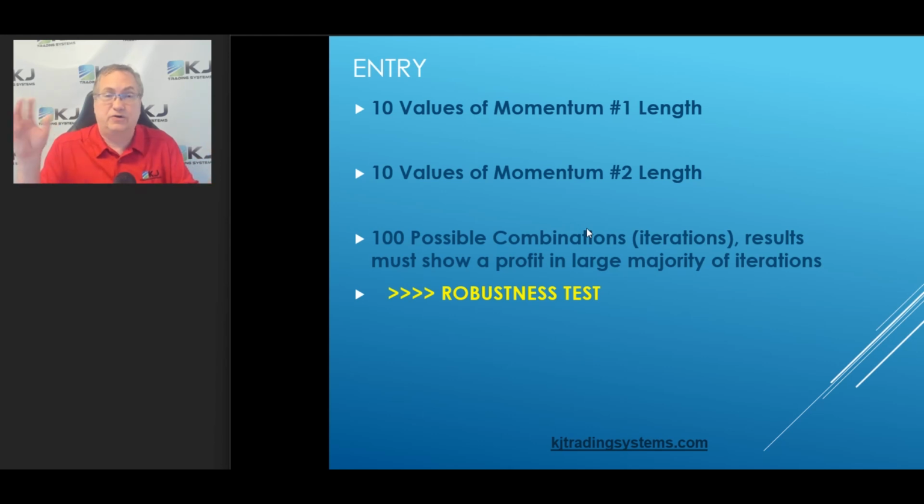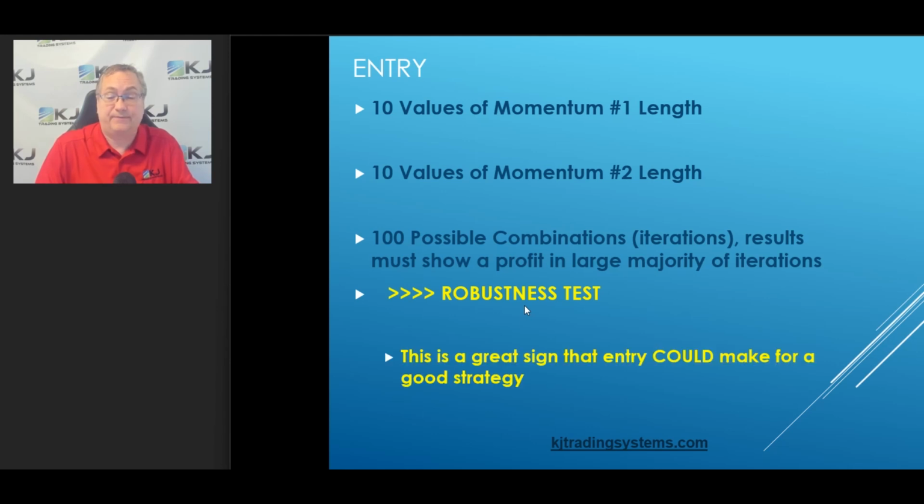If only 1 or 2 or 5 show profit over that 3-year period, probably not a good strategy. But if 90, 95, or 100 show profit, that means that you can use a lot of different momentum values, and this strategy, this entry will still work. So it's kind of nice. And of course, that's just a starting test. You still have to do a lot more testing, but at least it gives you an idea you might be dealing with something good.